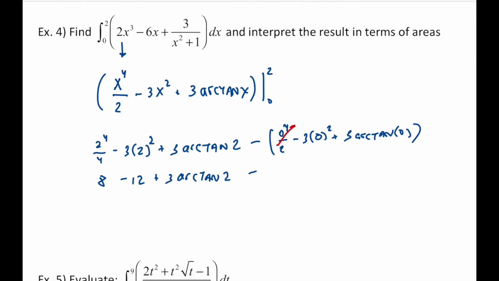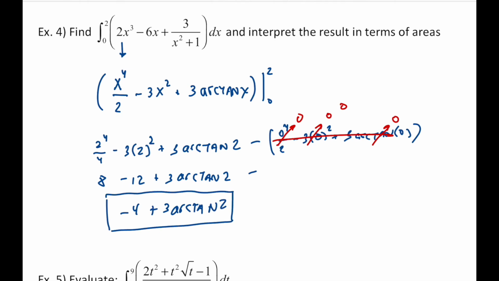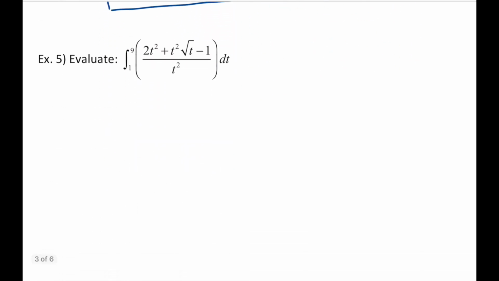Subtract. That's 0. That's 0. And arctan of 0 is a tangent of what angle gives us 0. That's 0. So that whole thing is just 0. That gives us negative 4 plus 3 arctan of 2. I don't know that value. That's not off our unit circle. That's not something nice. We can plop that in a calculator and get a decimal. It's done.